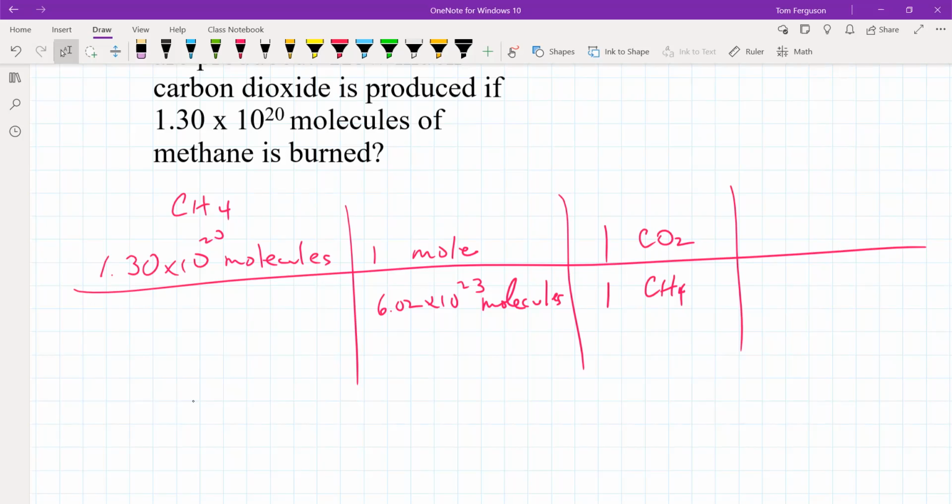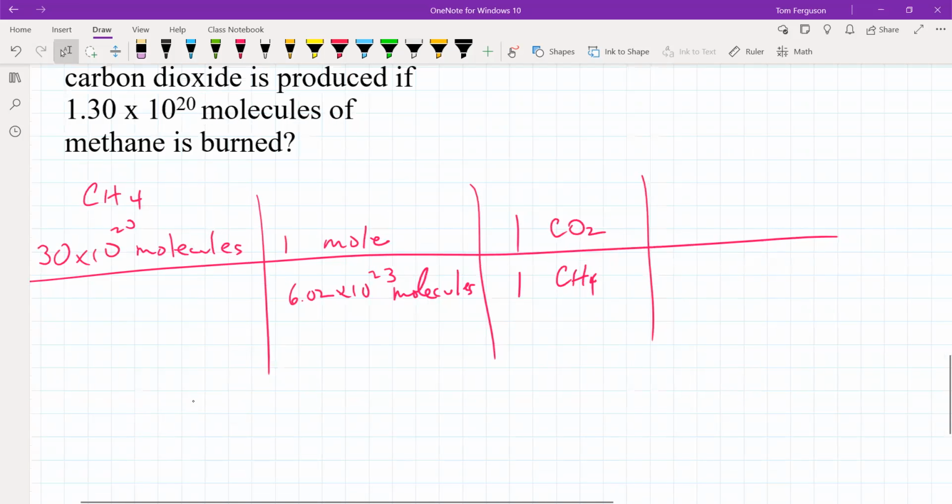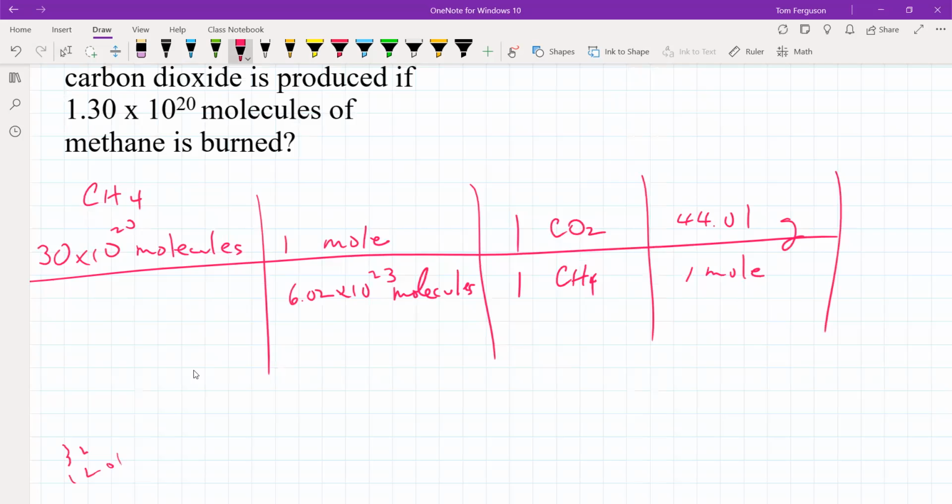Now, 1 and 1 doesn't change the numeric value of your answer. But what it does do is make sure your units come out, because your units have to come out to be CO2. If you don't include that, even though it's 1 over 1, your units won't cancel and you won't have carbon dioxide as a unit ending up. You're going to be ending up having methane as a unit. So make sure you have that middle step in there, even if it's 1 over 1. Okay, so our methane cancels, molecules cancel, moles cancel, leaves us with grams of carbon dioxide.